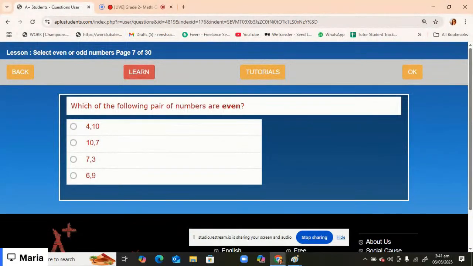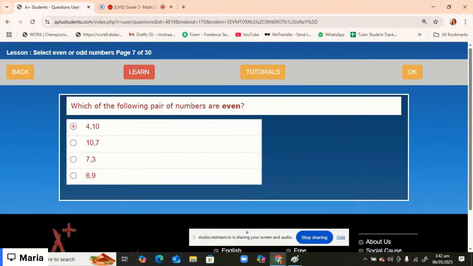Now, which of the following pairs of numbers are even? This is a very easy question. Now, you guys tell me the answer of this. Do it, everyone. First option is 4 and 10. Second option is 10 and 7. Then it's 7, 3, then 6 and 9. So, which one is the right? Tell me in the chat. I'm waiting.